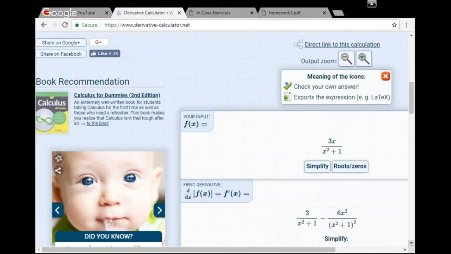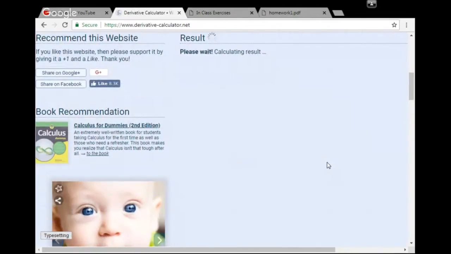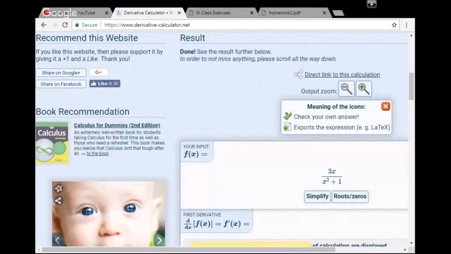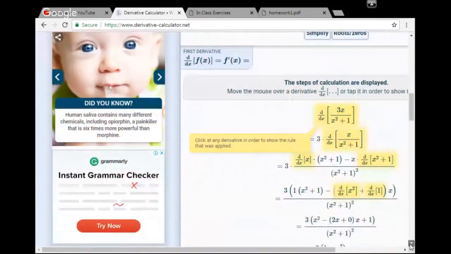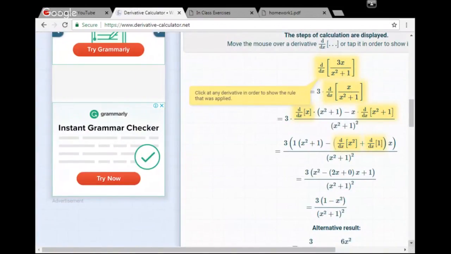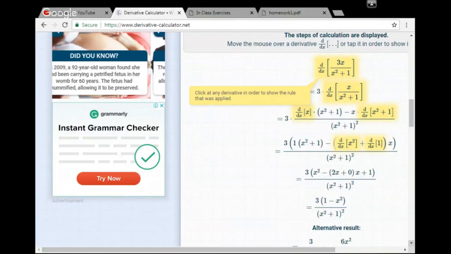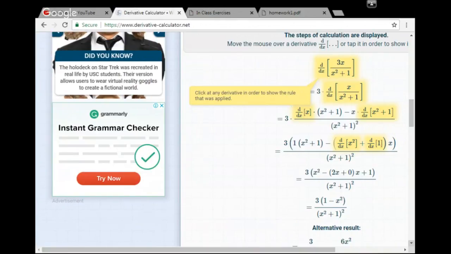Now, the great thing about this, I mean, you can simplify the answers, but you can show the steps. So you go down here to show steps. You have to go down. And here it is. They take the derivative of the numerator times the denominator minus the numerator, and they put 3 out here, times the derivative of the denominator.